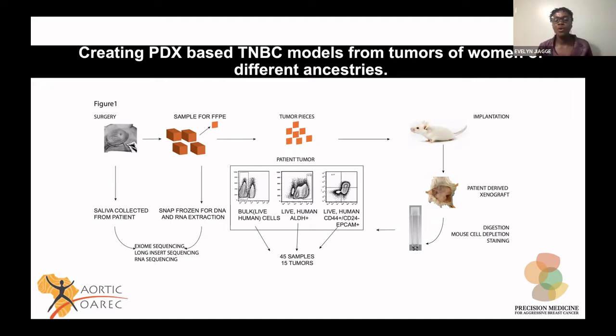And then we are also able to implant some of the tumors in mice to generate patient-derived xenografts, and also develop cell lines from some of these tumors from women with African ancestry. So this is work that is being done on African tumors in Africa. But then we partner with institutions in the US because of some lack of facilities that we need for some of the work that is needed.